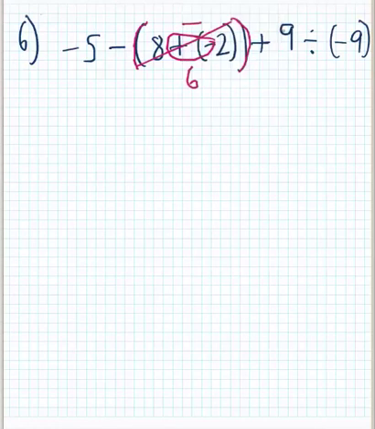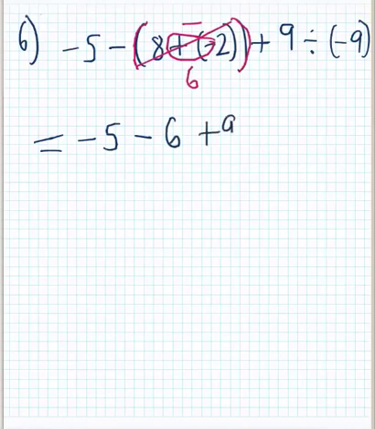Before I work anything out, I'm going to stop there and write down what I have left. So I've got a -5. There's a takeaway here. Really important, you don't forget that. So -5 take away a 6 plus 9 divided by a -9. And these brackets, once again, don't really have to be there. Now, what do we do next?